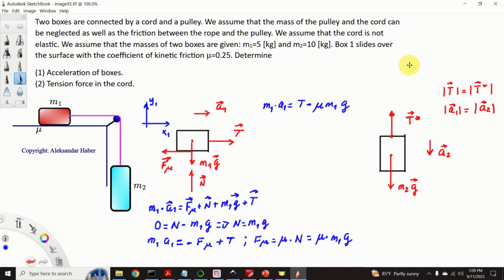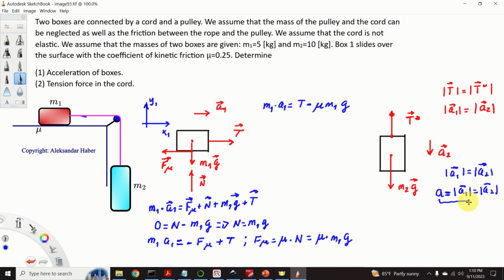Okay, now let's analyze this problem. Obviously, the acceleration intensity of this box is equal to the acceleration intensity of this box. That is, we have that, as I wrote over here, and I will repeat it again, A1 intensity is equal to A2 intensity. Next, we will introduce the following notation. We will introduce the acceleration A, and the acceleration A is actually equal to A1, which is equal to A2.